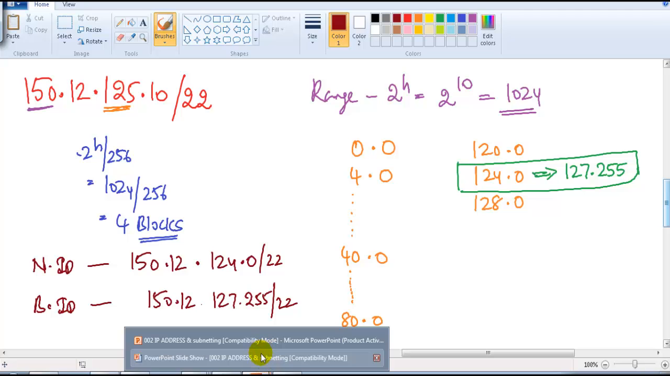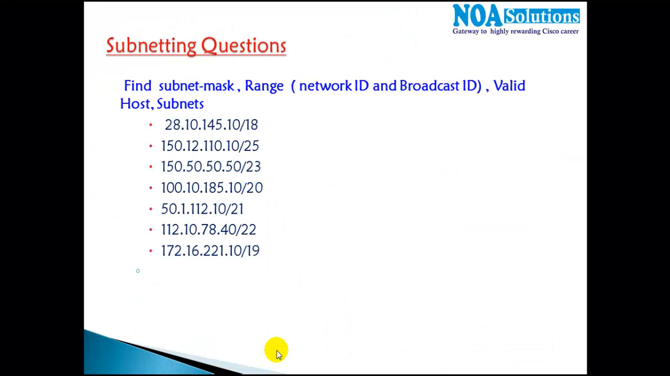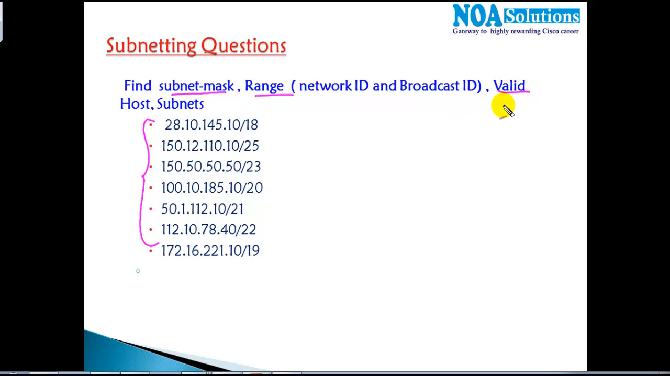So I got some exercises for you to do this subnetting. You need to find the same thing: write down the subnet mask, find the range, and find how many valid host addresses and how many subnets. You just keep on practicing these examples to master these subnetting questions.